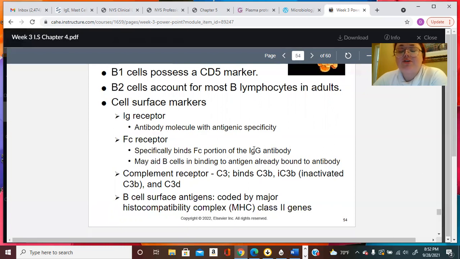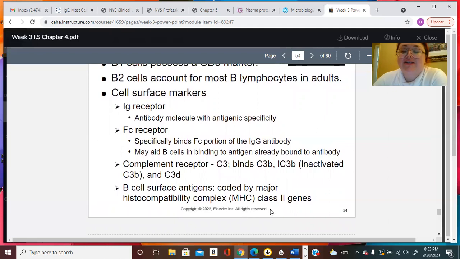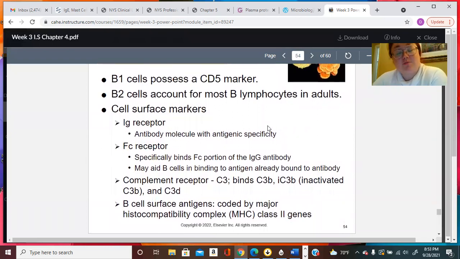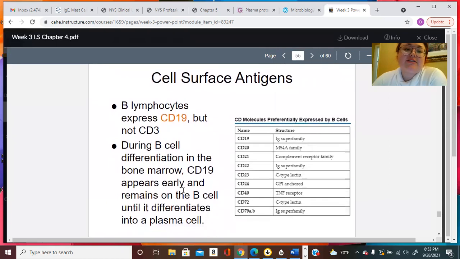Also a complement receptor. It's your C3 complement receptor, which can bind to all of the subunits, activated or inactivated versions of C3 and complement. And then your B cell surface antigens, which are going to be your major histocompatibility complexes, your MHCs. What kind of MHC? It's going to be your MHC class 2. Why? Because B cells are capable of acting as antigen presenting cells, and remember that APCs are going to have class 2 MHCs.